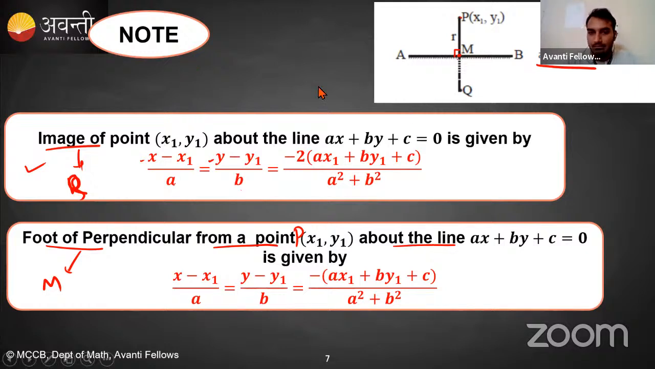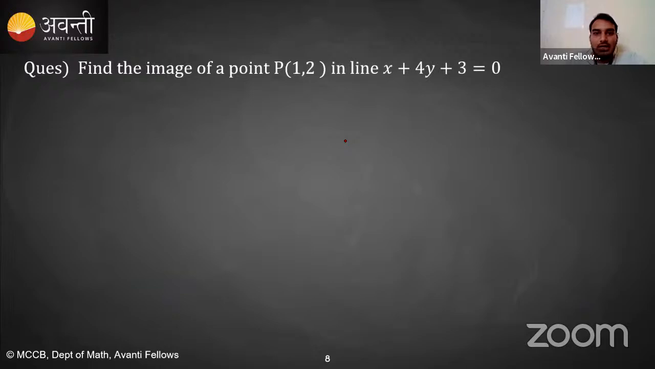Okay, so now let's solve one question on it. I will be solving this question using both methods. First we'll use the theory, that is how we get the formula, and then directly I will apply the formula in method 2.